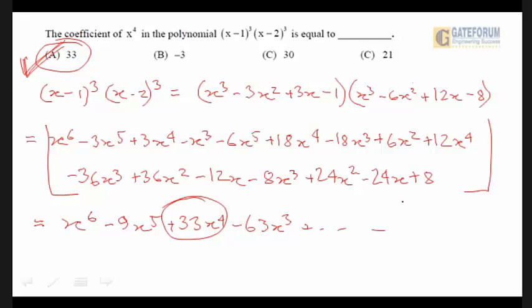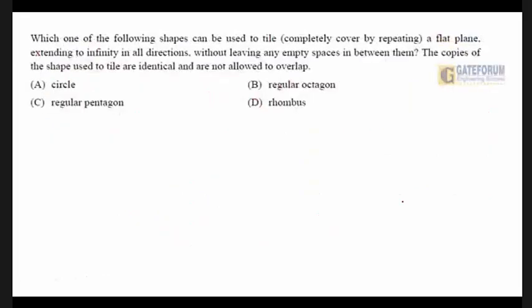Now the next one. Let us go on to the next one. Which of the following shapes can be used to tile, that is, completely cover a flat plane by repeating, extending to infinity in all directions, without leaving any empty spaces in between them? The copies of the shape used to tile are identical and are not allowed to overlap.